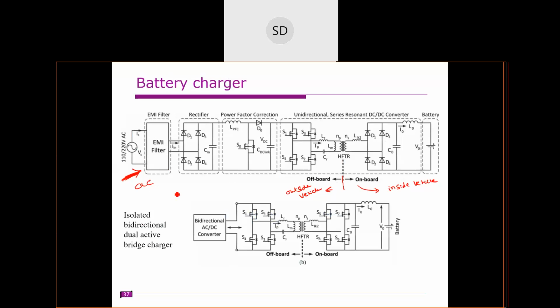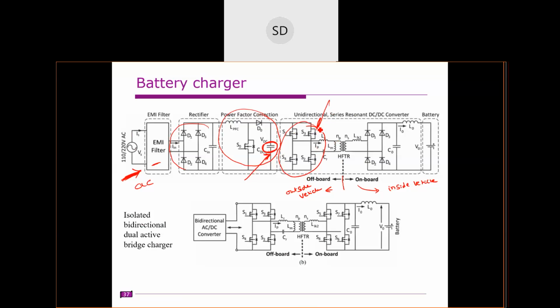So we have this EMI filter, just to filter out. After that we have this rectifier circuit, and we have this boost. What kind of circuit is this? Boost rectifier, right? So this is the boost rectifier. You get a high frequency AC voltage here, and a DC voltage is obtained here. This DC voltage we convert to a high frequency AC supply by using this inverter.